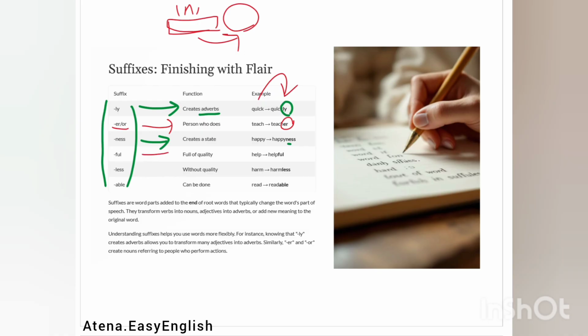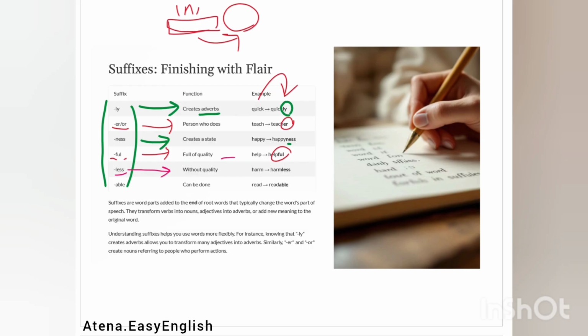Now look at the next one, full, F-U-L. The suffix full means full of quality. Help, helpful. Joy, joyful. So it means full of that quality. Look at the next one. It's less, L-E-S-S. This suffix shows something without quality.